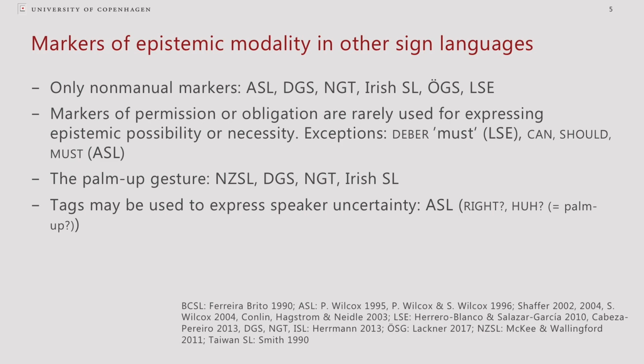In other sign languages, at least in 6 other sign languages, it has been found that you can express uncertainty simply by means of non-manual markers. Even if there are signs that can be used for the purpose, you can also just use non-manual markers.